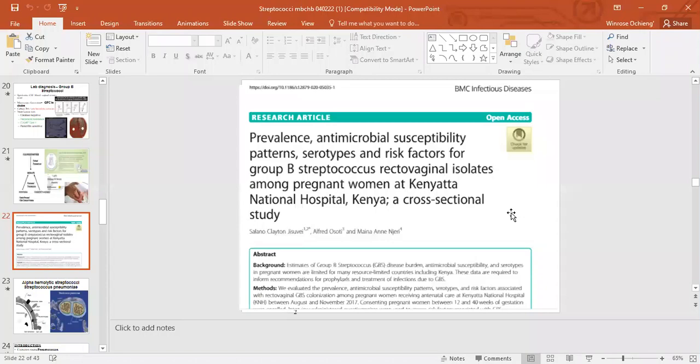The research papers and journals will help us understand very well where we are coming from. This is a very good paper. It was done in Kenyatta by one of our own people. So please make sure that after this, on your own time, you go through it.